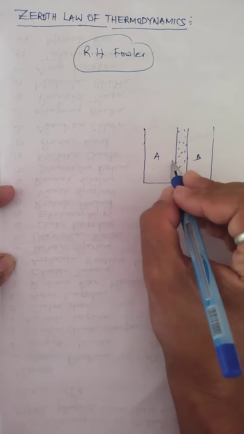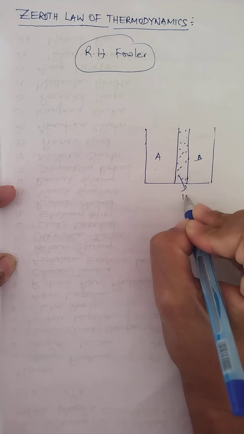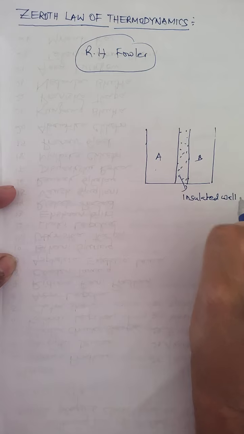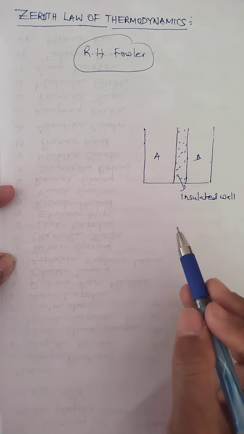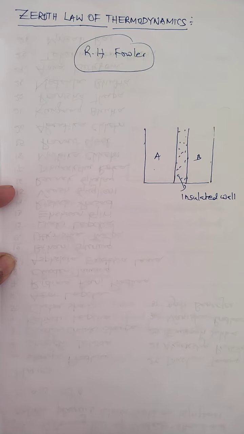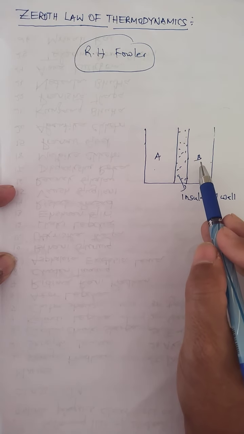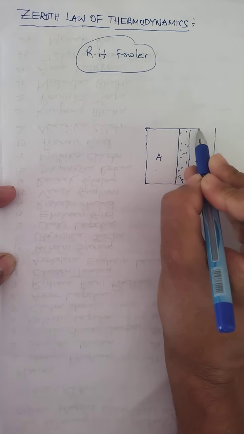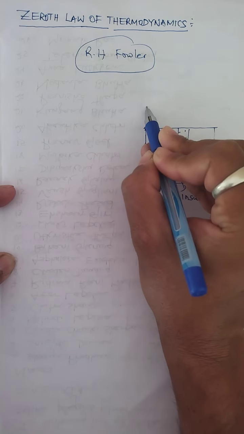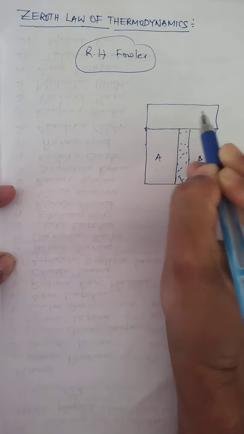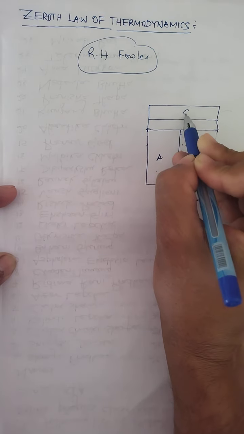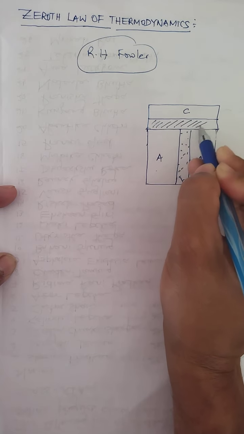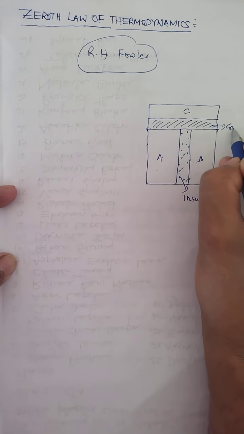Now these systems A and B are separated by what? An insulated wall. A and B are separated by an insulated wall. Now these two systems are in contact with another system. Let me mark it with the letter C. This is system C, and it is in contact with, bounded by, a conducting wall. So this is a conducting wall.